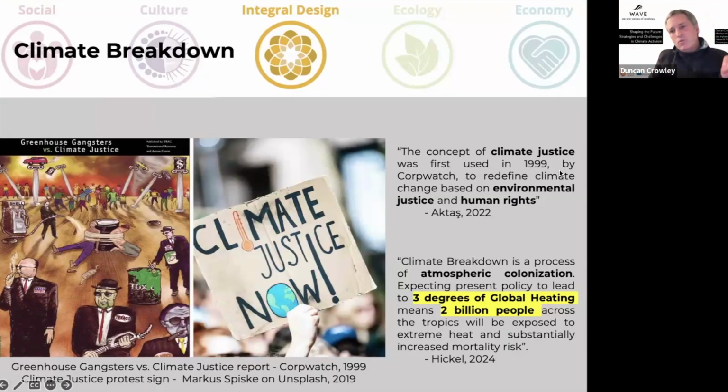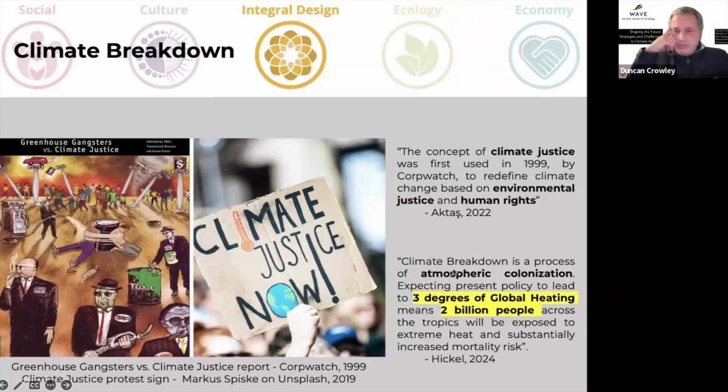Also, it looks at where the problems come from: these massive companies that have been making major profits from the petrol industry and others. The original use of the phrase climate justice was in 1999 from CorpWatch, and there you can see the booklet that they released. It was very much painting these big groups like Shell and Texaco as the real problem.